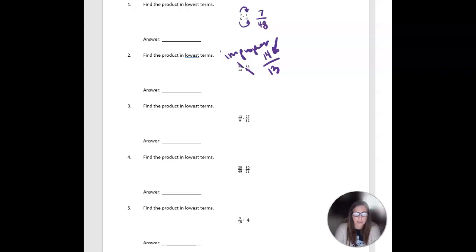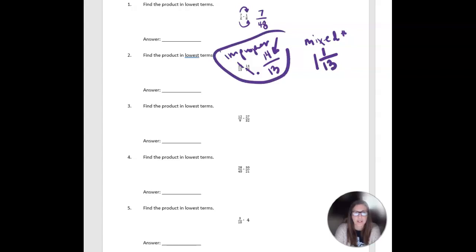To convert it to a mixed number, let's do that over here. What you do is you divide the bottom into the top, so 13 goes into 14 one time with a remainder of 1, and your remainder goes over the denominator. So as a mixed number, this is the answer as an improper fraction, and this is the answer as a mixed number. You can go from mixed numbers to improper fractions to mixed numbers.